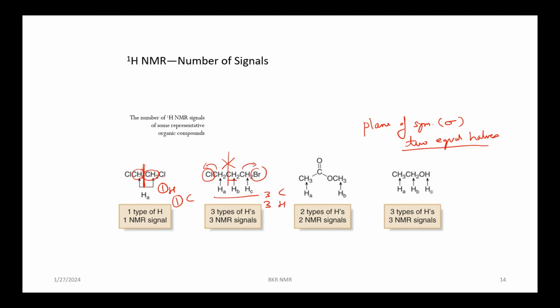Consider this methyl acetate. You have this CH3 attached to oxygen, this CH3 attached to C double bond O, so they are different. I cannot cut the molecule. So there is no sigma plane. Therefore, again, I'll be having two hydrogen signals and I'll be having three carbon signals.